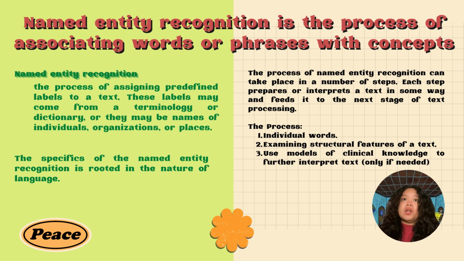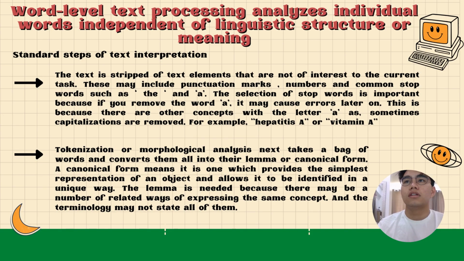So these are the processes. First is the individual words, then examining structural features of a text, and then using models of clinical knowledge to further interpret text, only if needed. Word-level text processing analyzes individual words independent of linguistic structure or meaning. The simplest way to analyze text is to see it as an unrelated collection, or bag, of words.